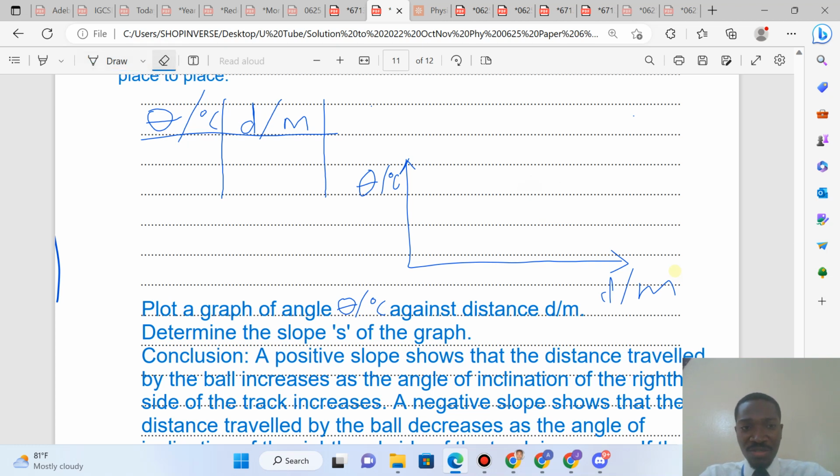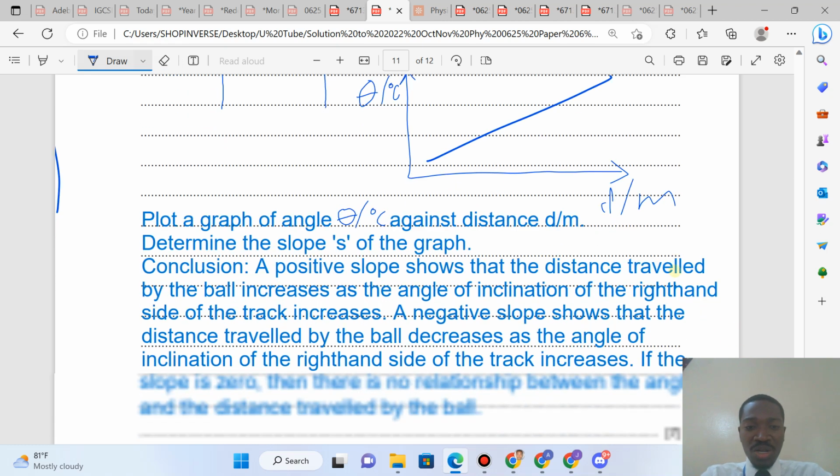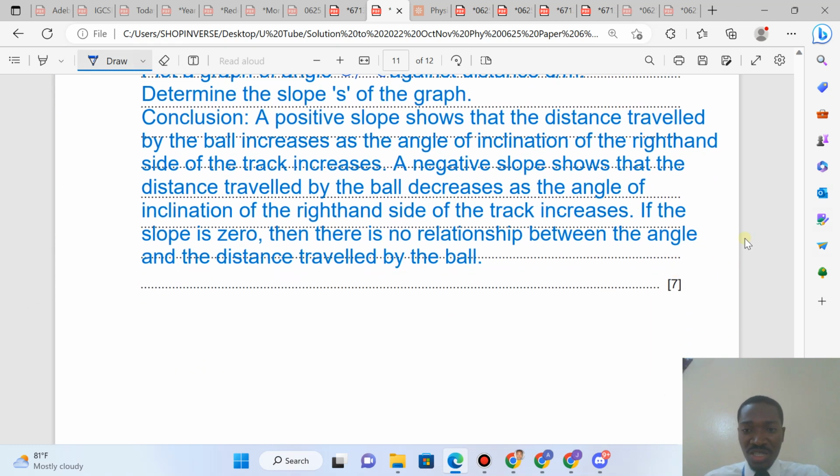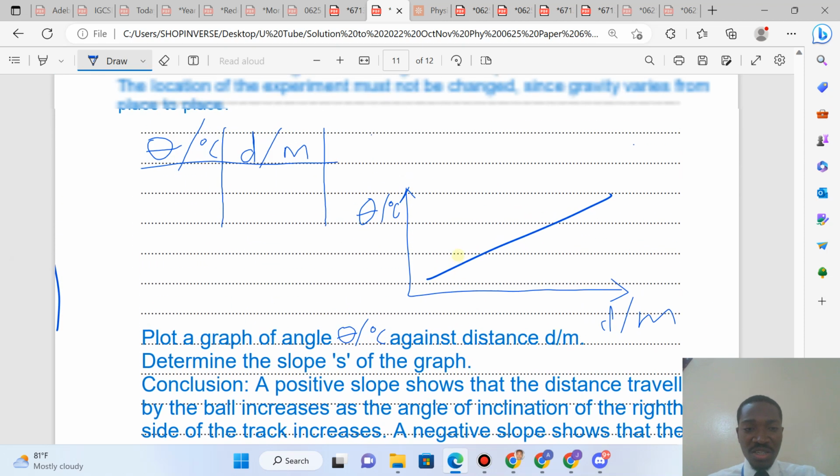And what if at the end of the graph you ended up getting a zero slope? Yes, if the slope is zero, that means angle keeps increasing, distance remains constant. That means angle has no effect on distance. But in reality, this is the kind of slope you will get. So once you state that if the slope is zero, then there is no relationship between angle and the distance traveled by the ball, you have stated how you would interpret the result of your experiment.